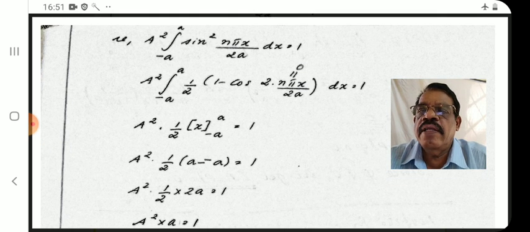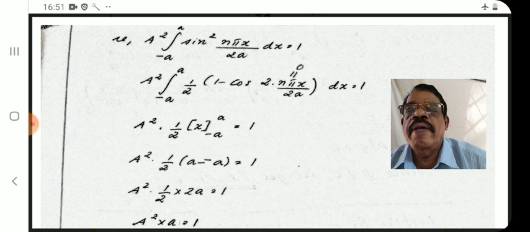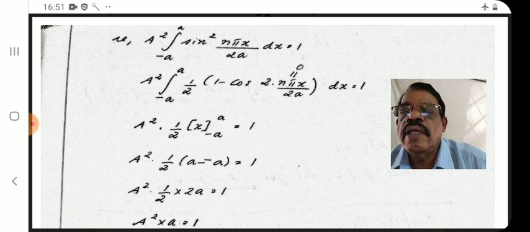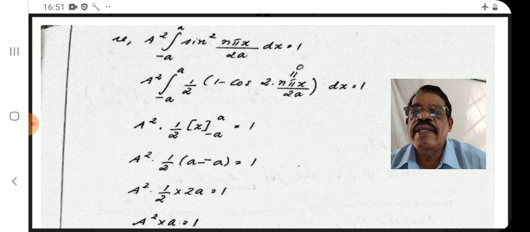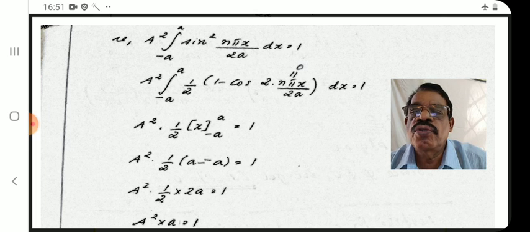That we write as a squared into the integral from minus a to plus a of sine squared (n pi x by 2a) dx is 1. That is a squared times the integral from minus a to plus a of half. When you integrate the sine square, you have to write it as half of 1 minus cos 2 theta. So 1 minus cos (2 n pi x by 2a) dx is equal to 1.